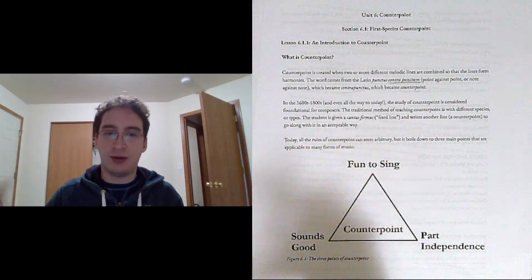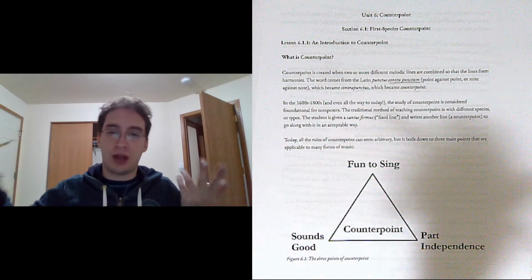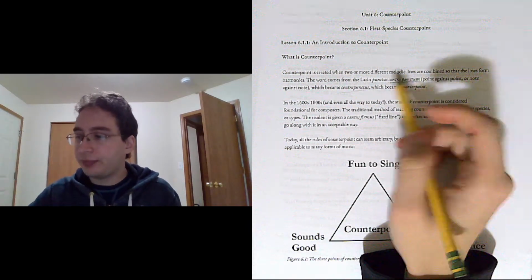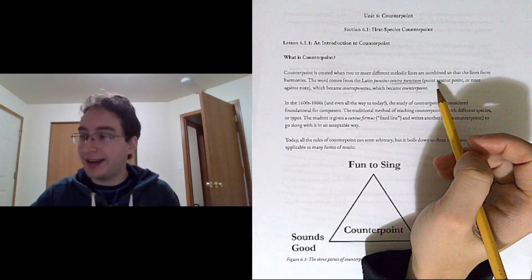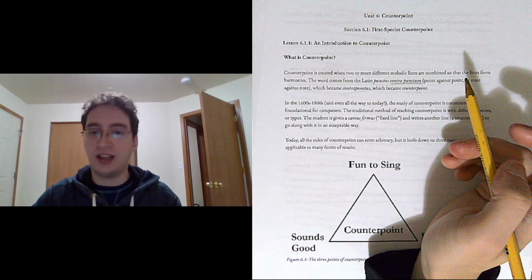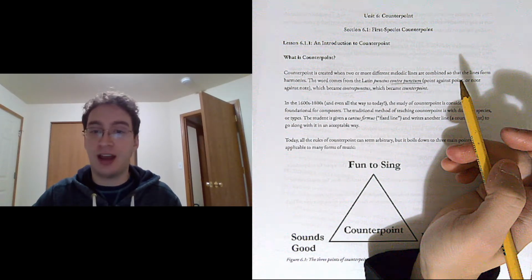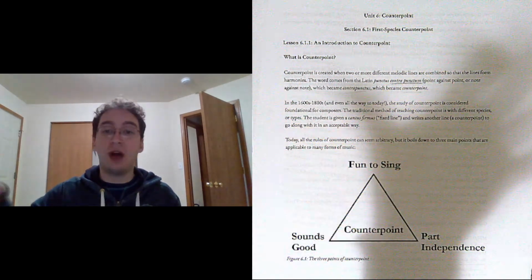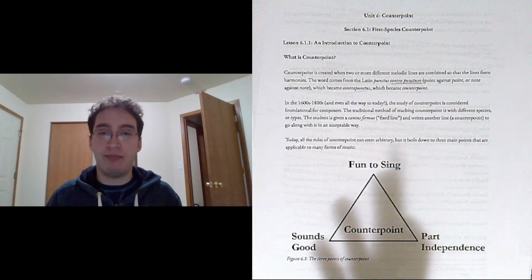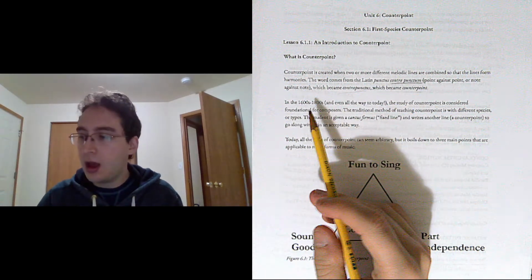So it's talking about having two lines of music going on at once. Specifically, two different melodic lines that work together well and form harmonies together. So that's what we're going to be looking at for this unit, how to have two melodic lines going on at the same time that sound good together.